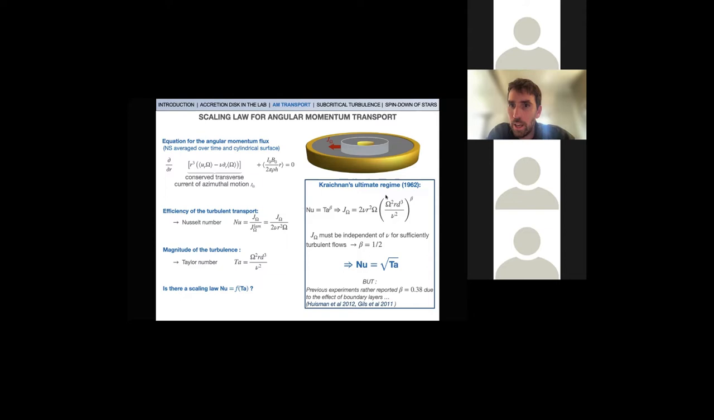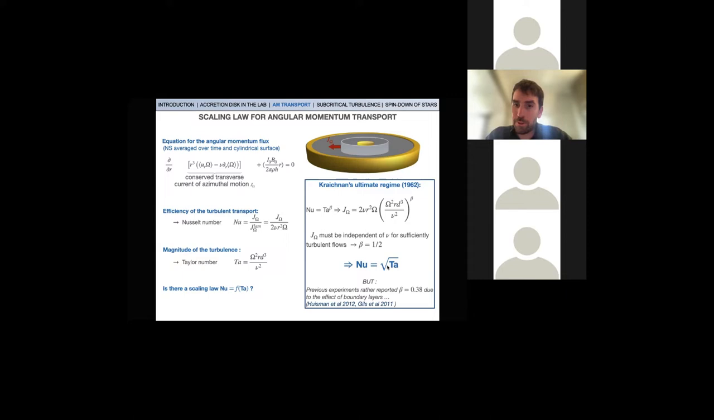Okay. Now, the idea of Kraichnan is very simple. Kraichnan says that if a flow is sufficiently turbulent, completely turbulent, as is presumably the case in astrophysical objects, then at some point, the flux of angular momentum should become independent of the molecular diffusion. That's quite reasonable. If you're really turbulent, you may be able to forget about this term in the angular momentum flux. So it should become independent of nu. And you see the dimensional analysis tells you that you have nu here, nu squared here. So if you want that to be independent of nu, you need beta to be 1/2. So it's a very simple prediction. Kraichnan predicted that any turbulent system should at some point end up with this scaling: Nusselt scaling as the square root of the Taylor number.